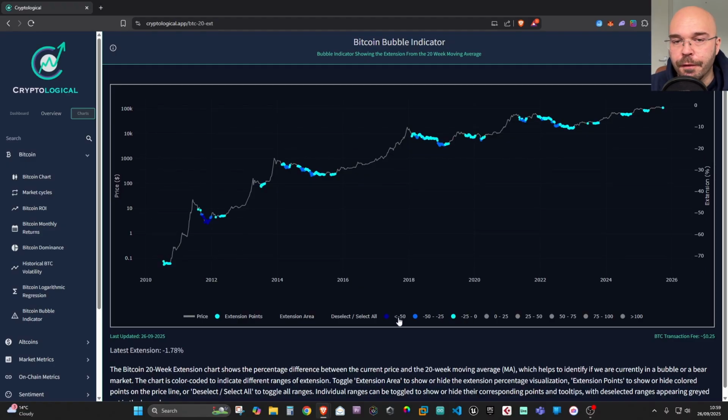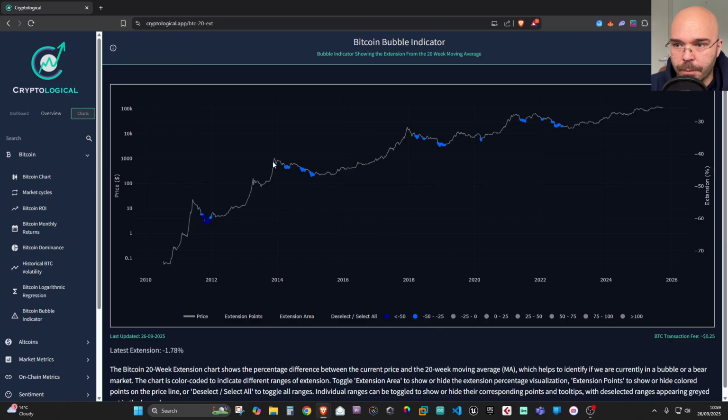The lower than 50% was really, it only happened after the first massive spike. We haven't really gone down there since, so we can kind of forget about that and treat the minus 50 to minus 25 as essentially the lowest level that Bitcoin goes to.